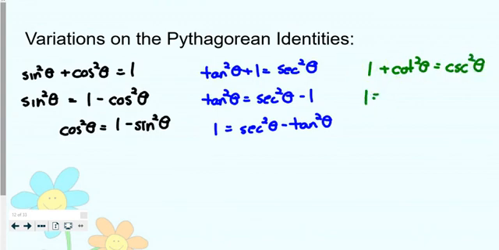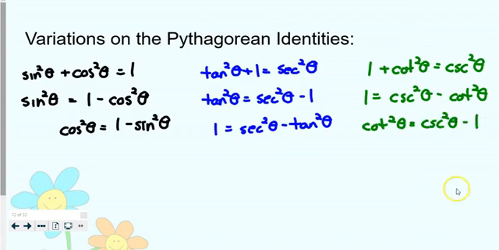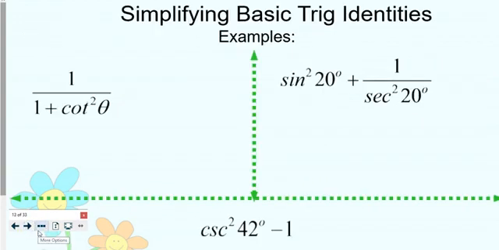We could write this as 1 equals cosecant squared theta minus cotangent squared theta. Or we could write cotangent squared theta equals cosecant squared theta minus 1. Pretty much anytime we see two of our trig functions squared and a 1 in any combination, we're going to think, let's check and see if it's a Pythagorean identity. So let's try a few more examples together.